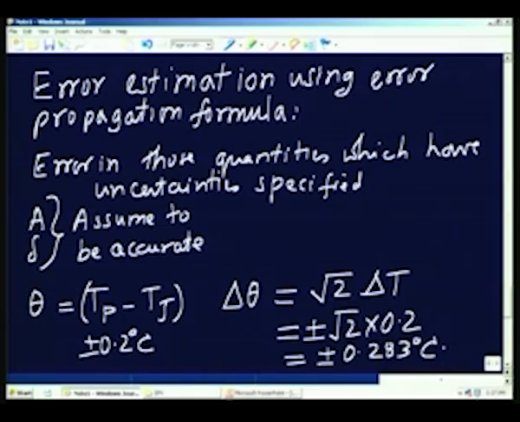This is the error expected in the value of delta theta, because each of the temperatures measured is prone to an error. The error in theta is equal to square root of 2 times the error in each of the individual temperature measurements.